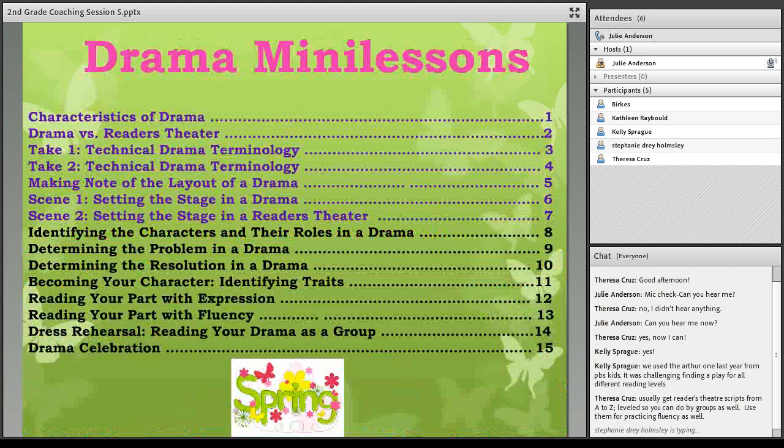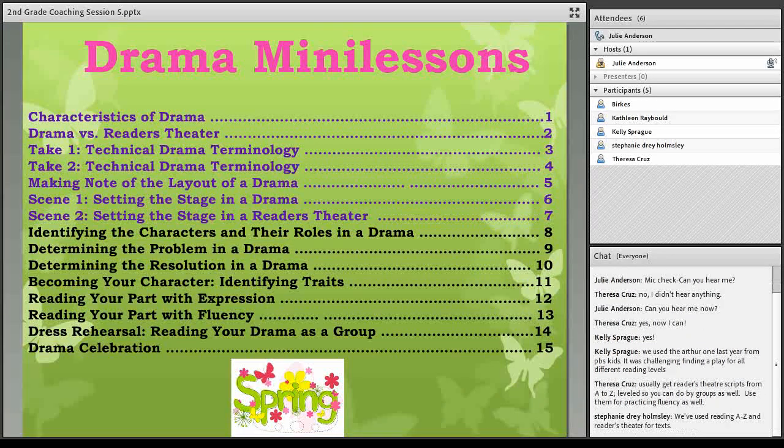Here is a look at your drama mini lessons. And what I did was, in purple, these are some items that will be relatively new to your second graders. The characteristics of drama, talking about the difference between drama and reader's theater, the different terminology, the layout of a drama, and then the setting of drama as well as the setting of a reader's theater. I put those in purple because, like I said, those are fairly new.